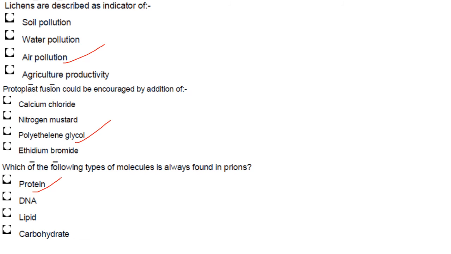Then lichens are actually sensitive to air pollution. So they are air pollution indicators, especially sulfur dioxide pollution. So answer is option C, air pollution. Protoplast fusion can be encouraged by the addition of polyethylene glycol. Answer is option C. Which of the following type of molecule is always found in prions? That is protein. Answer is option A.